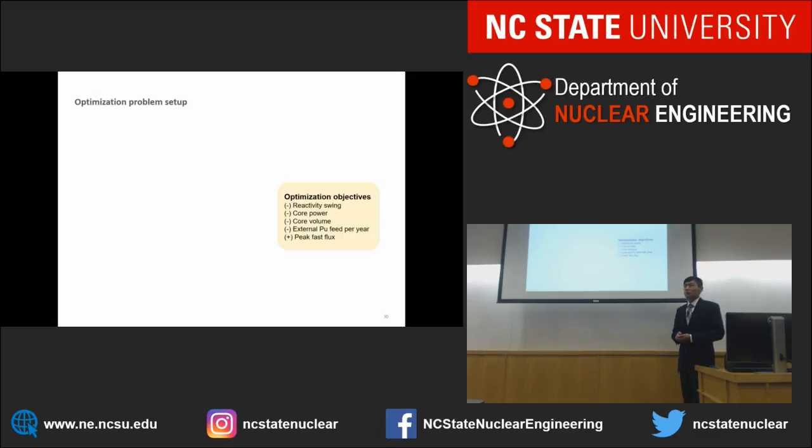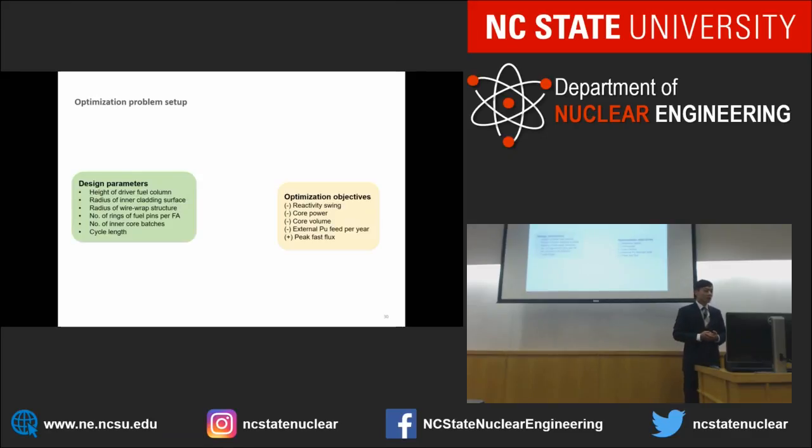So what is our problem? We wanted to design an ABTR that has low reactivity swing. Okay, we want to reduce the burden on the control rods. And we want to minimize the core power, core volume for the cost reason. And also we want to minimize the external plutonium because plutonium is also feeding the reactor. But at the same time, I want to maximize my peak fast flux because this is a test reactor. I want to have a high level of fast flux for the material testing.